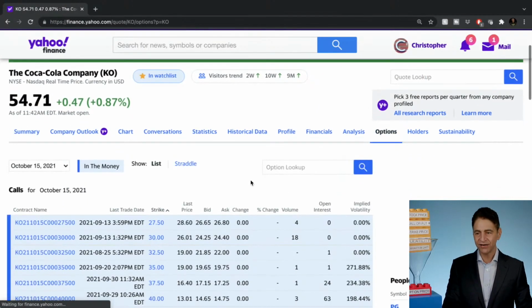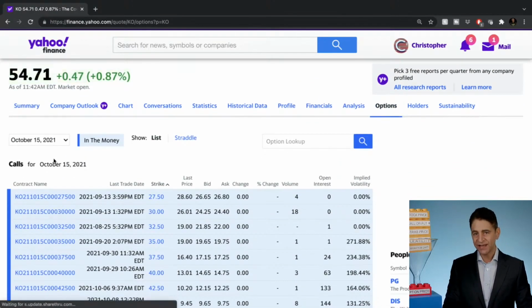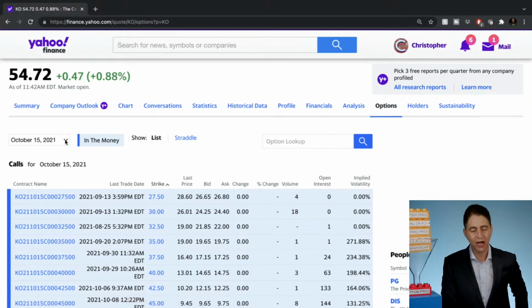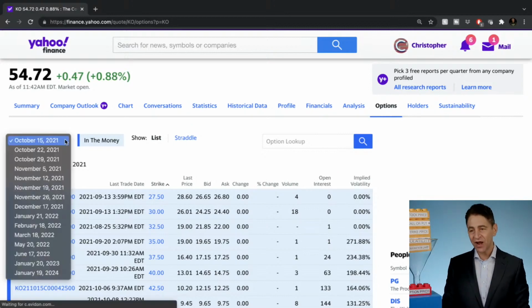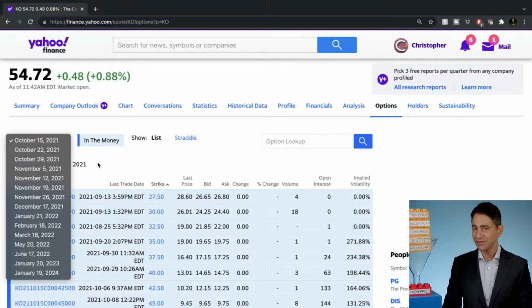And then you've got here all the options you can invest in. The way it works is most of the time options expire on Fridays. So here's a bunch of Fridays here, most of the time, but there are exceptions.